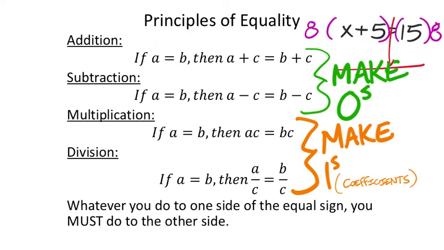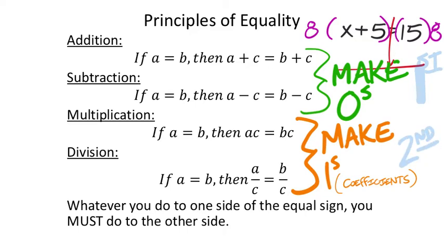Also, it happens usually in this order. You will make zeros, and then you will make ones. So in a general order, you're going to do this one first, and then you'll do this one second, generally speaking.